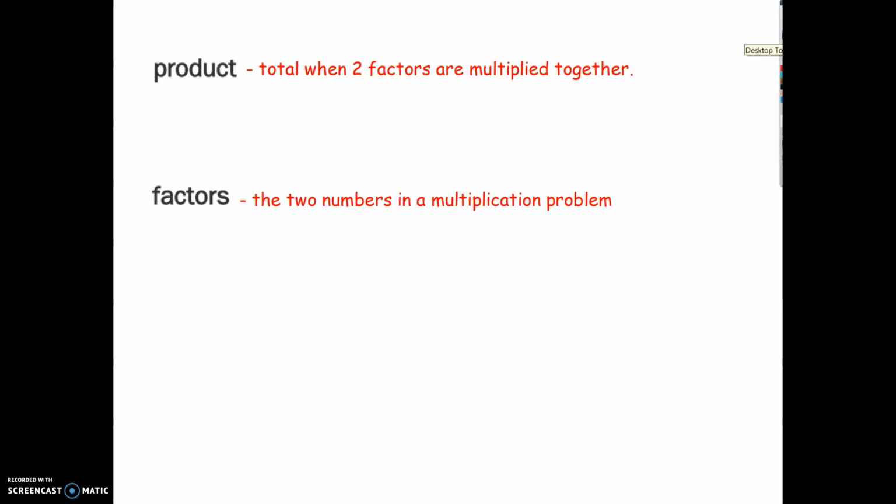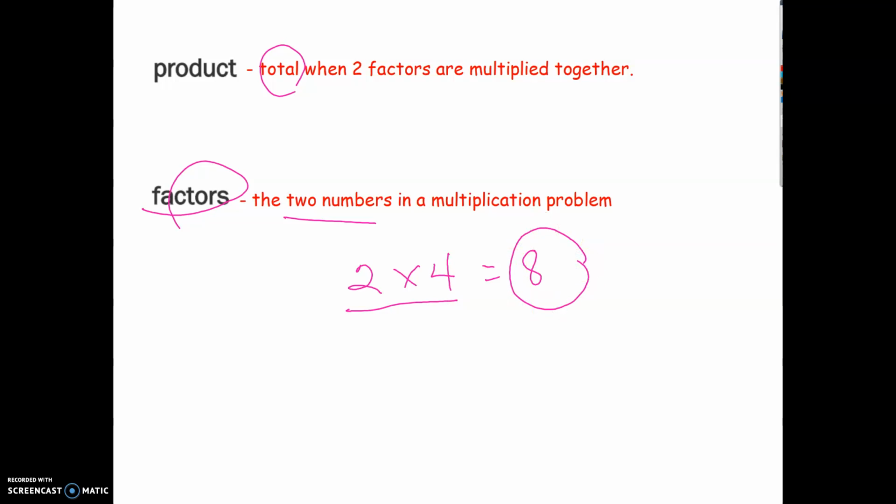So the product of a multiplication problem is the answer, or the total, when the 2 factors are multiplied together. And the factors are the 2 numbers that are in a multiplication problem, like 2 times 4 equals 8. 2 and 4 are factors. 8 is the product.